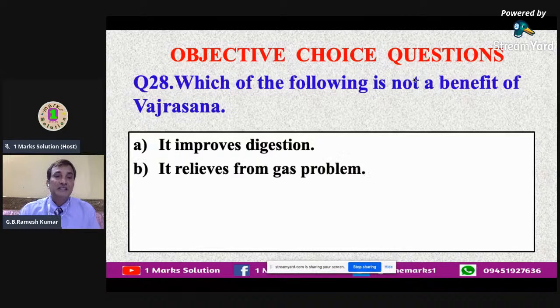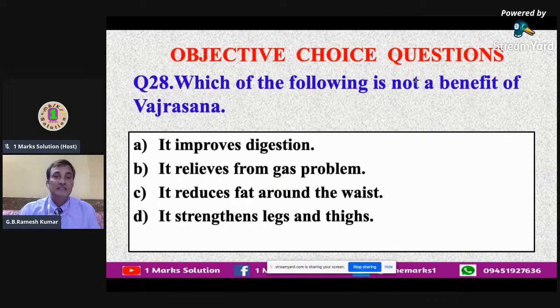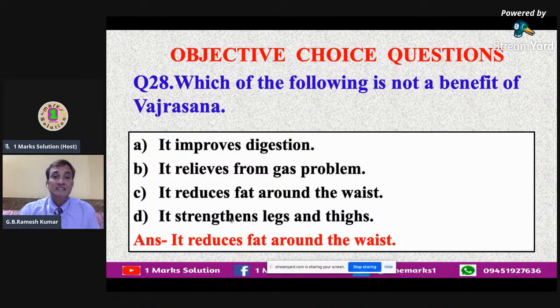It improves the digestion. It relieves from gas problem. It reduces fat around the waist. It strengthens the legs and thighs. Now, definitely Vajrasana will help digestion problem and relieve gas problem also, and it strengthens the legs and thighs. The answer is reduces the fat around the waist, because when you perform Vajrasana, it will not affect your abdomen much. It only helps the digestion and gas problem, and it strengthens the legs and the thighs. And this is the only asana which you can do after taking your food.